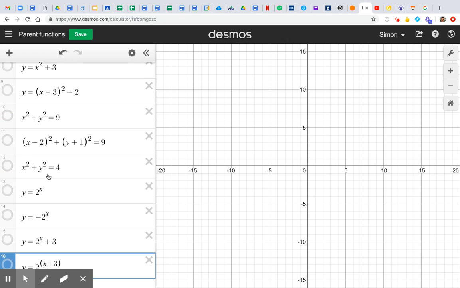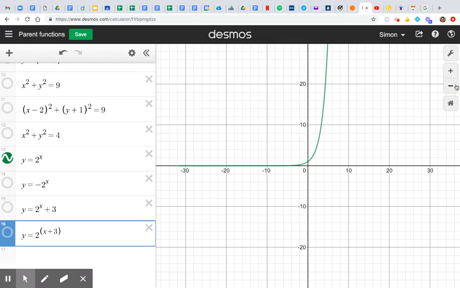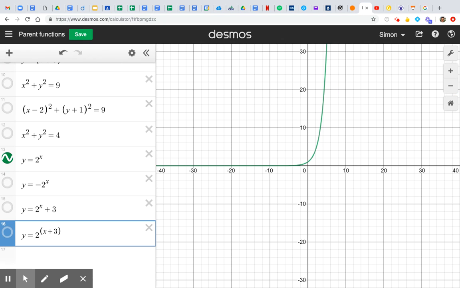Okay, and then the last one I'm going to show you, and I don't know how much time I have, is an exponential function, and we will be learning about these later in the year. So this is what an exponential function looks like. I'll zoom out a little bit so you see it starts out slow and grows faster and faster. This is an example of a doubling function because of the base of 2. What happens if we multiply it by negative 2? It flips it upside down.